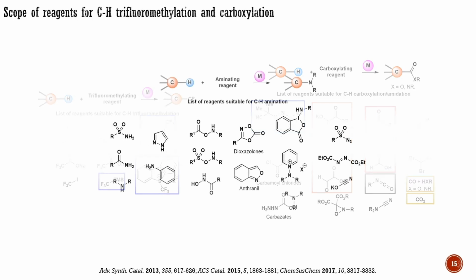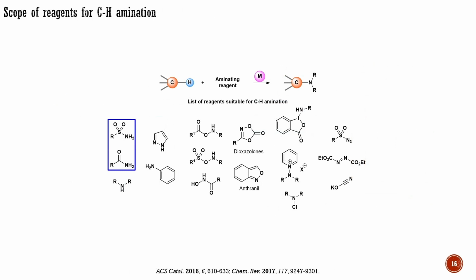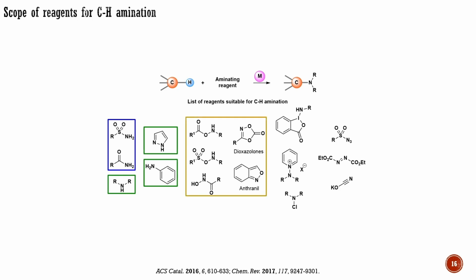The final transformation I want to present here is C-H amination, which can be achieved by the application of amides, amines, and anilines, as well as derivatives of hydroxylamine and azides, among others. Once again, the mechanism of C-H amination mainly depends on the reagent used.